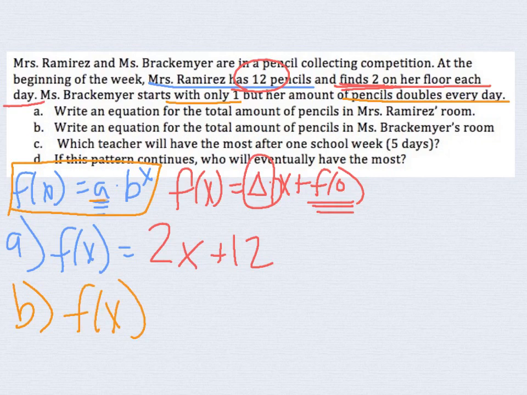What is Miss Brackemeyer's starting value? Miss Brackemeyer only starts with 1 pencil. So 1 is going to be here for my starting value. And how much is it changing every day? Well, it says that her amount of pencils doubles every day. Doubles means multiply by 2. So we're going to have the change for b be a 2. It's being multiplied by 2 each day. Clean it up, make sure that power of x is on there, and there's Miss Brackemeyer's equation: f of x equals 1 times 2 to the power of x.